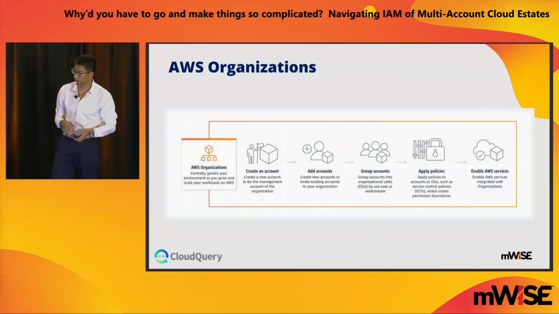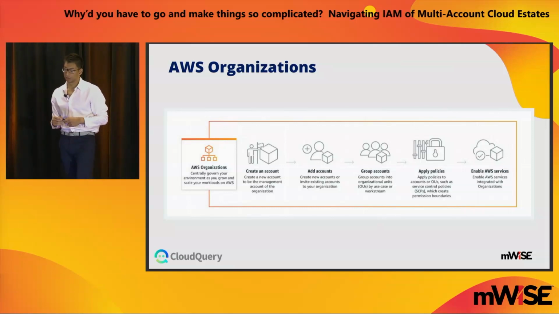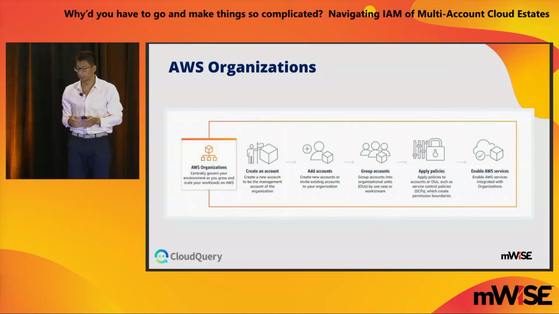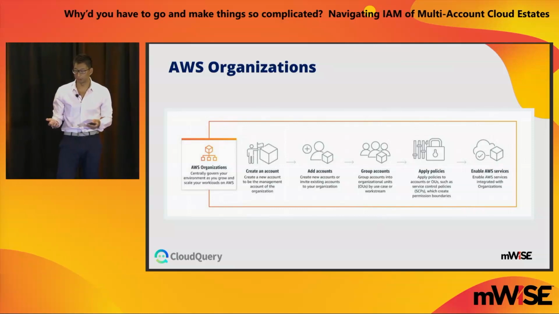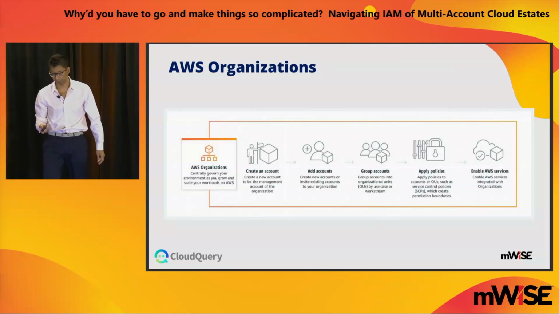In organizations, right, we can apply policies. We talked about SCPs or service control policies. Also, we can enable AWS services. And another thing is looking at enabling regions as well.